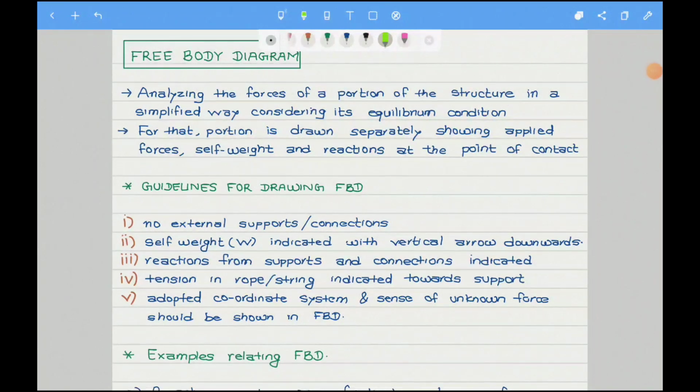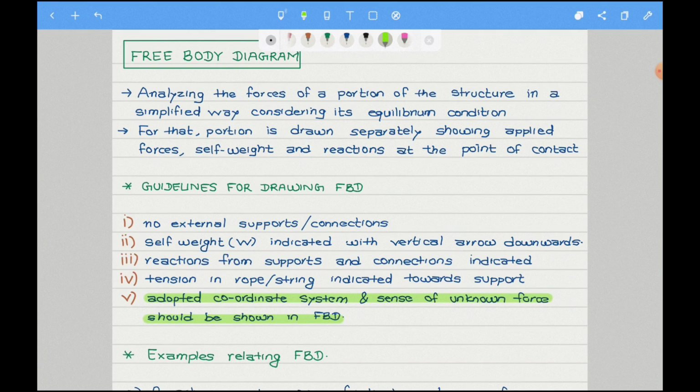The fifth guideline over here suggests that the adopted coordinate system and the sense of unknown force should be shown in the free body diagram. So this basically means that whatever coordinate system and direction of unknown force is adopted, that needs to be shown while drawing the free body diagram. And later on, the adopted directions might need to be corrected depending on whether our result appears positive or negative.